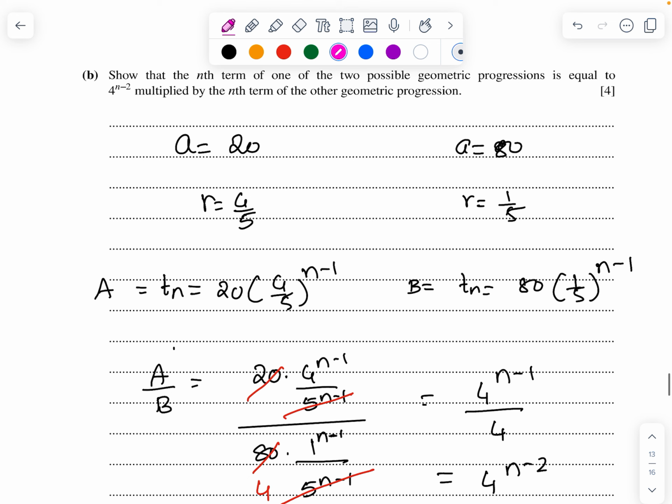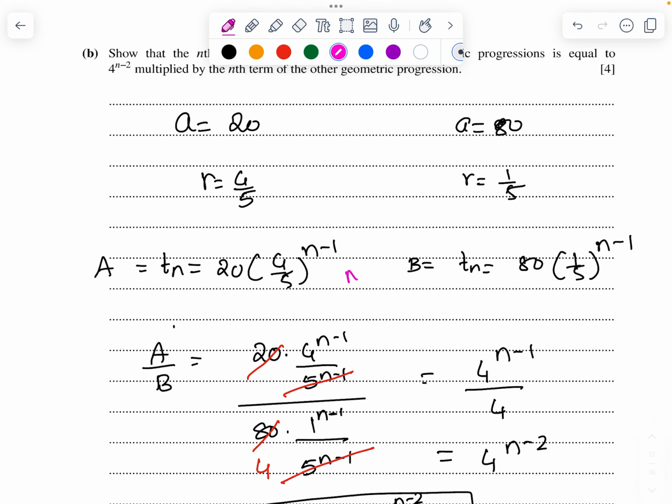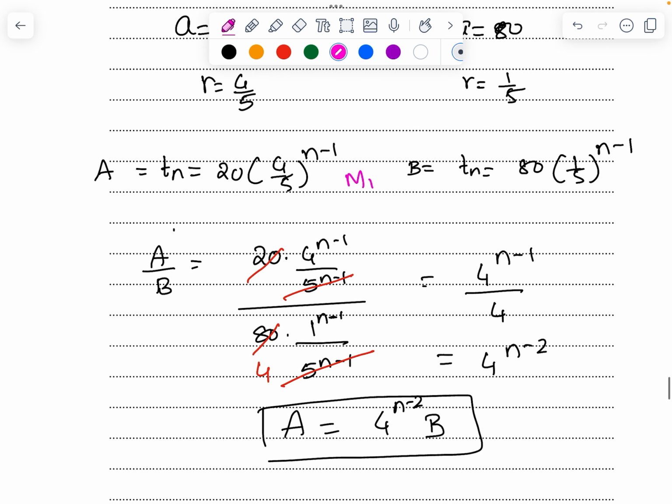So this is a 4 marks question. A method mark for this and another method mark, an accuracy mark and an accuracy mark.